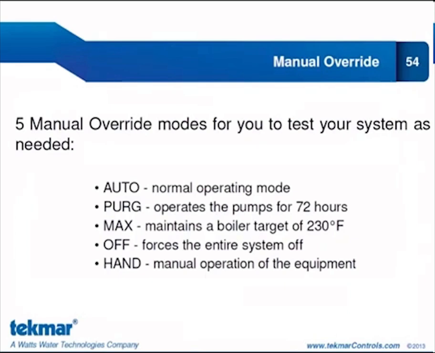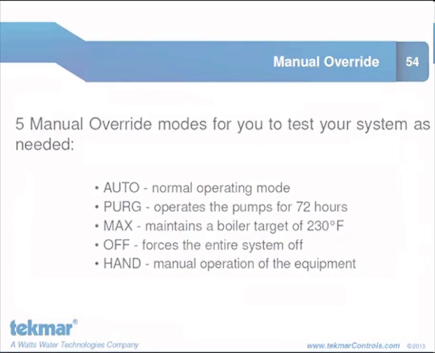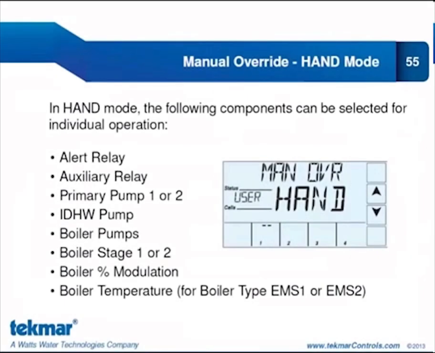Manual override off will force the entire system off. And manual override mode hand will let you test separate pieces of equipment individually, and we'll look at that more in the following slide. These are all the components that can be operated individually when we're in the hand manual override mode. We can operate the alert relay and the auxiliary relay. We can choose to operate primary pump 1 or 2. We can operate the indirect domestic hot water pump and individual boiler pumps. And we can also operate our boilers.